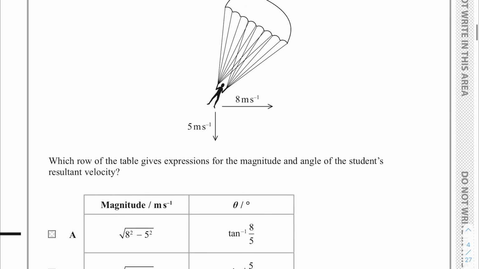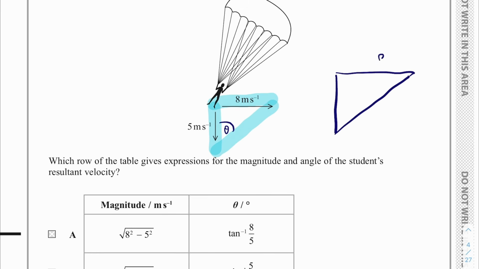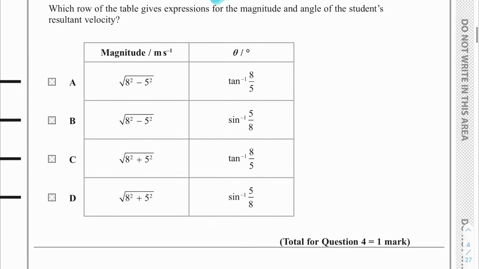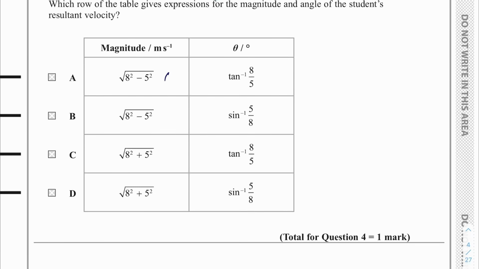So we can work out the magnitude, right? Let's draw the triangle itself. So this is the triangle, and the angle we're looking for is this angle over here. This is 8, and this is 5. So the magnitude would be the square root of 8 squared plus 5 squared. Let's see if there's anything like this. Not B. It has to be C or D.